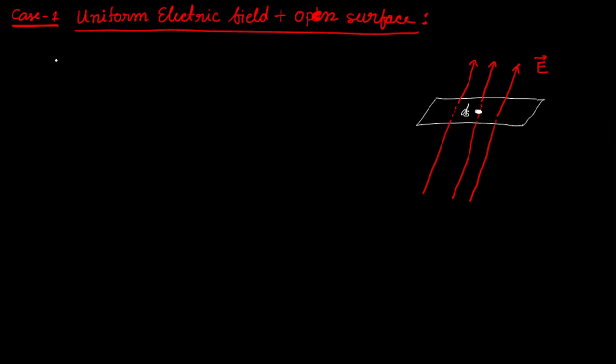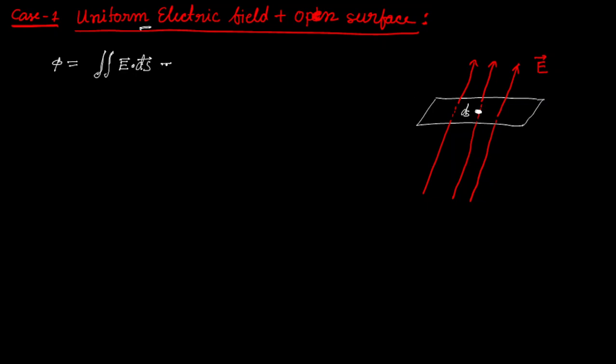To calculate the flux, we have to take the dot product of this electric field with this elementary area, and then do the surface integral over the surface. But since it's a uniform electric field, on the surface at every point the magnitude of the electric field will be the same, and also the direction will be the same. Or, another way to say it, the angle between the electric field and the area vector will be the same.